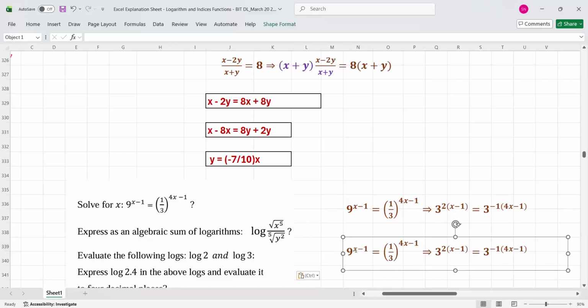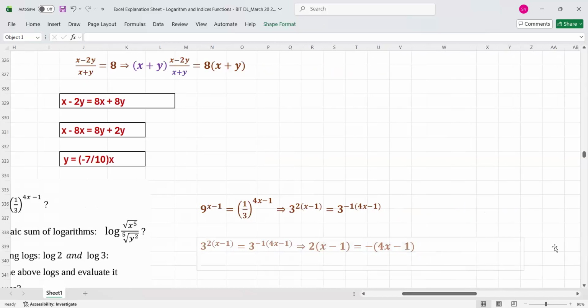So all we need to do is to equate the powers. The bases are the same, so we can equate the powers. This should give us 2 brackets. I won't be able to write English in the equation editor, so if I write 2 into bracket x minus 1, I hope you understand what I'm doing there. The right is minus into bracket 4x minus 1, plus 1.